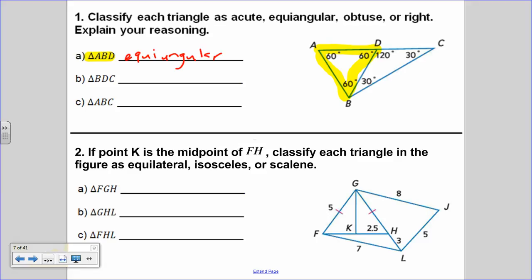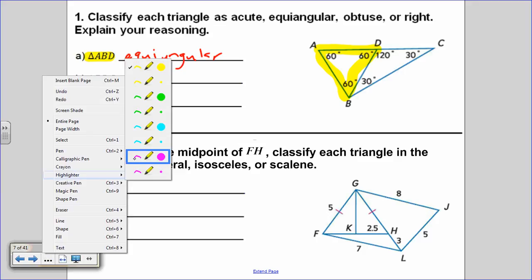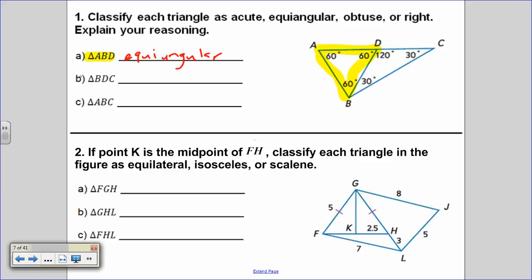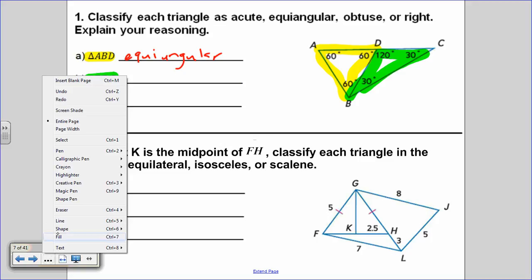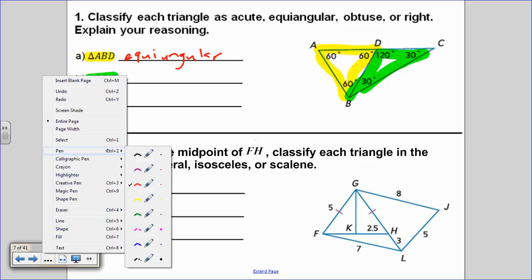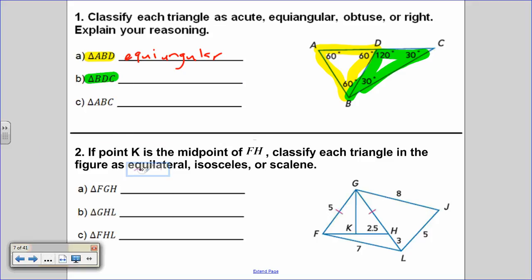Now we're going to look at triangle BDC. BDC is this one here. And when I look at triangle BDC, I notice that there is one obtuse angle. That obtuse angle is 120 degrees. So that means BDC is an obtuse triangle.